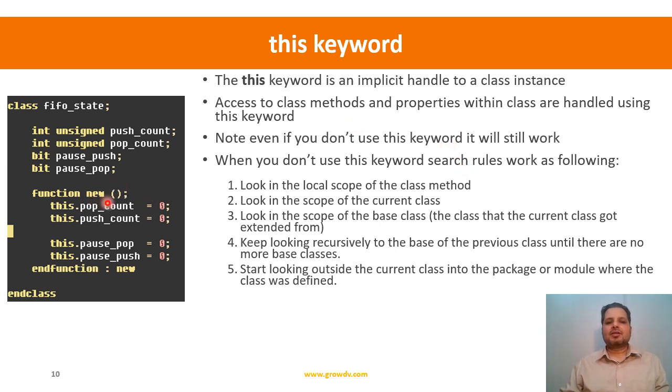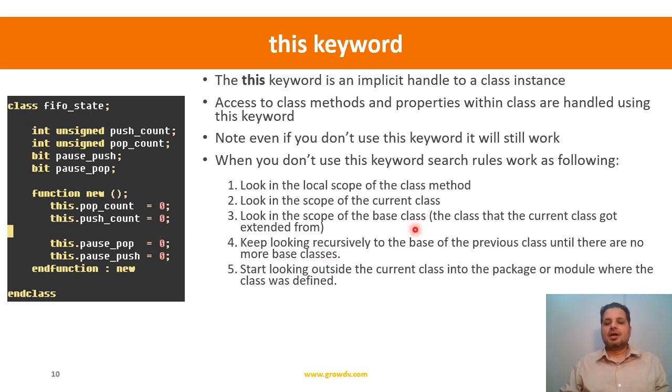Now what happens when you don't do that is that it will first look for this pop count variable within the function scope. If your simulator is not able to find it within the function scope, then it will go to your current class scope and try to find it. Then it sees the pop count is declared, and so it's all good. It is going to go and initialize it. And if it was not there in this particular class scope, then it will look at the base class.